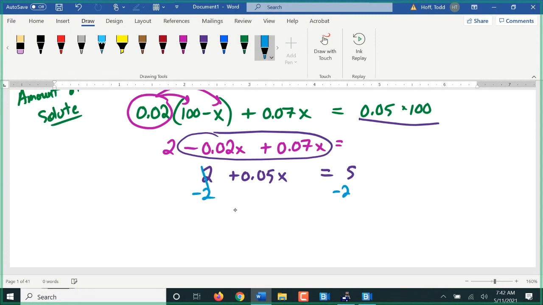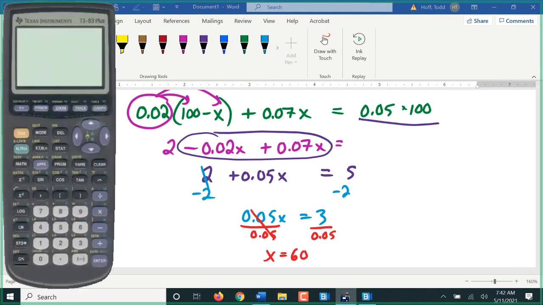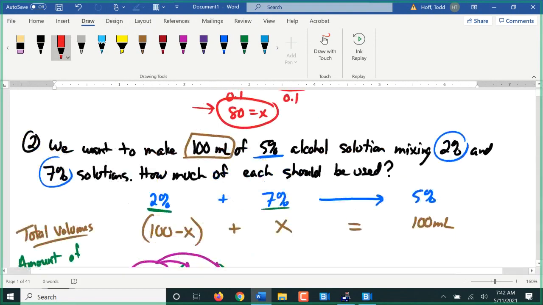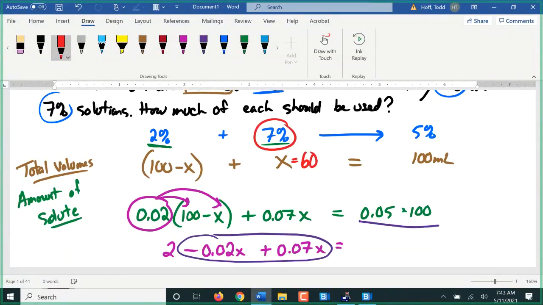Subtract 2 from both sides. 0.05x equals 3. And finally, we'll divide by the 0.05. X equals, I believe that's 60. Let me double check that. It is. Now again, we need to make sure we go back and confirm what X represents. Here, X was the amount of the 7% solution. So that's 60. My other amounts are in milliliters, so that's also in milliliters.